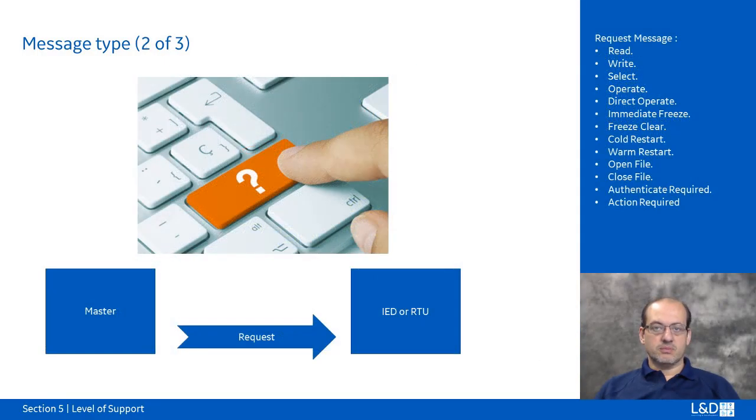A request from the master to a server or a slave device could include either a read, a write, a freeze or an immediate freeze, an authentication message, a file handling message like open a file or get a file, or a restart message. So the device is being requested to do a cold restart or a warm restart, or a clear of certain statuses, like a clear of a freeze status.